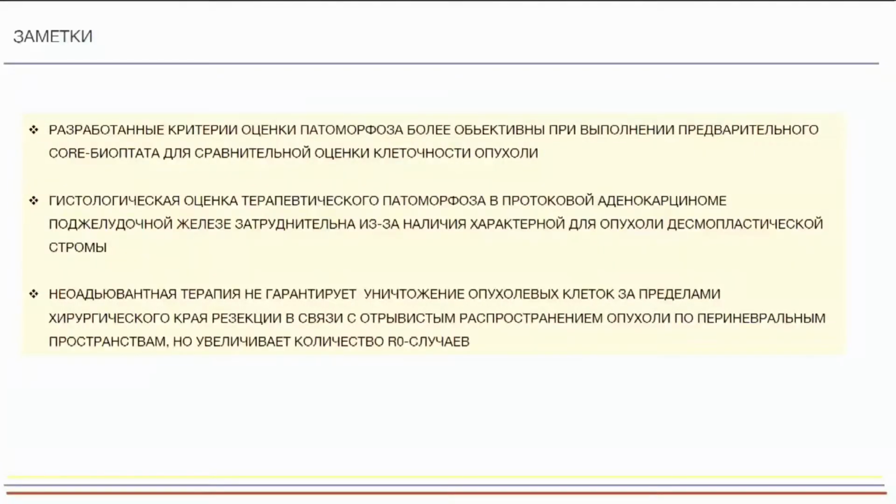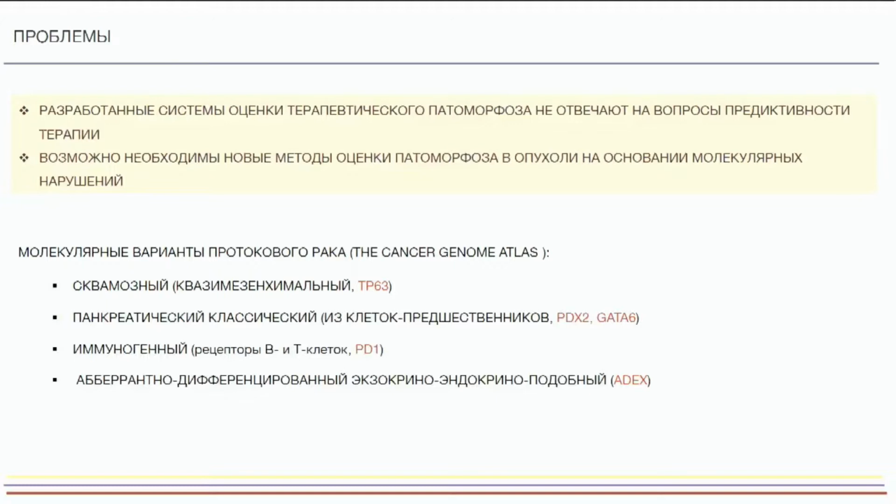Is fibrosis a response to neoadjuvant therapy, or has cellular pathomorphosis taken place as a response to chemotherapy? I would also like to make some conclusions and say that the developed criteria of pathomorphosis assessment are more objective when applied to a preliminary core biopsy. Histological assessment of therapeutic pathomorphosis in ductal adenocarcinoma of the pancreas is difficult, and neoadjuvant therapy does not guarantee the destruction of tumor cells outside the removed tumor.